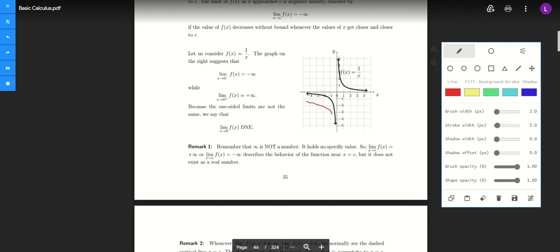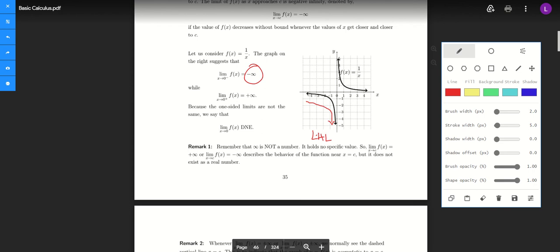But you'll notice that as you move to the right, from the left, gets closer and closer to 0, but the f of x, it gets smaller and smaller. But it never touches the y-axis. So that means that the left-hand limit is negative infinity.